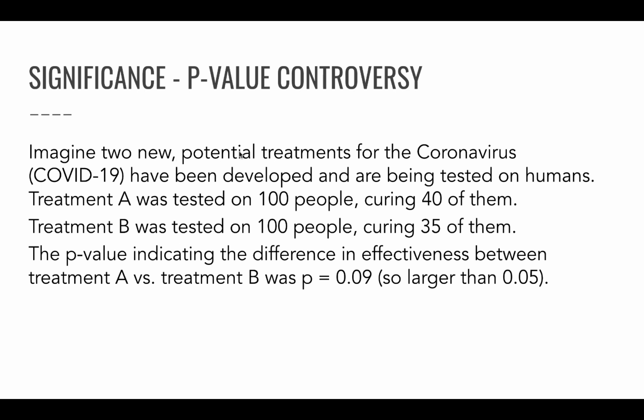So imagine two new potential treatments for the coronavirus. They have been developed and are being tested on humans. Treatment A was tested on 100 people, and 40 of those 100 got better. Treatment B was also tested on 100 people, but only 35 of them got better. So let's say the p-value indicating the difference in effectiveness between treatment A versus treatment B was p equals 0.09. So that is larger than 0.05.